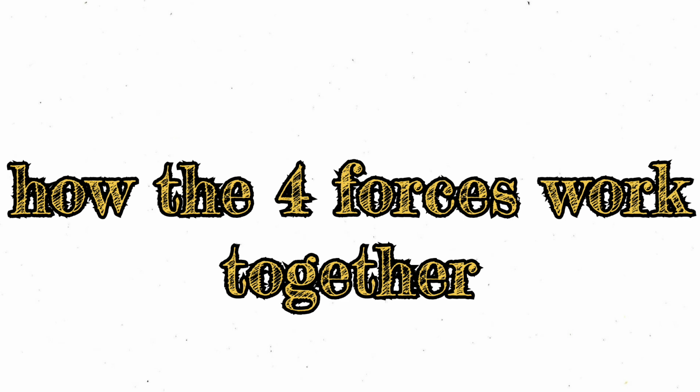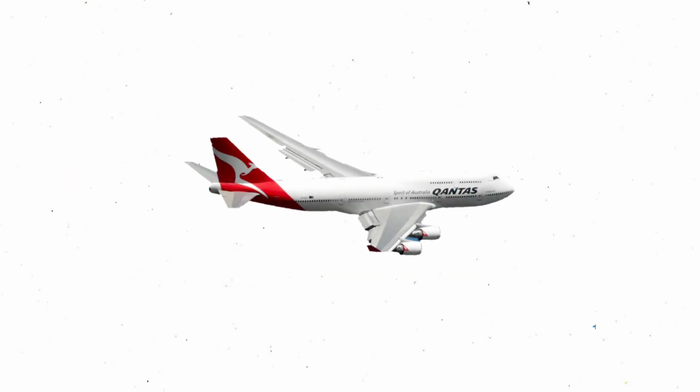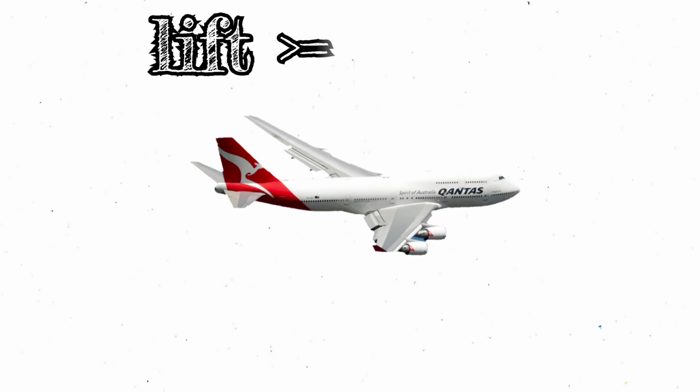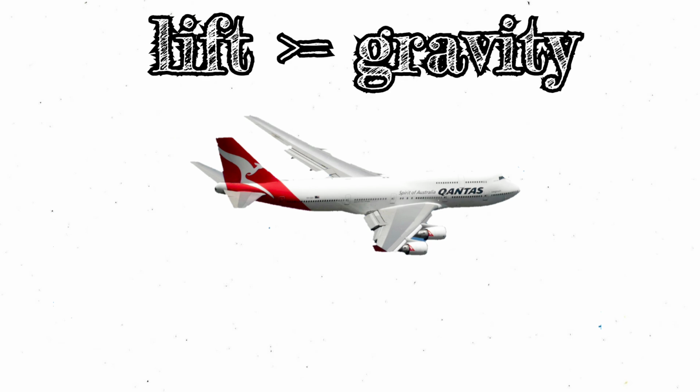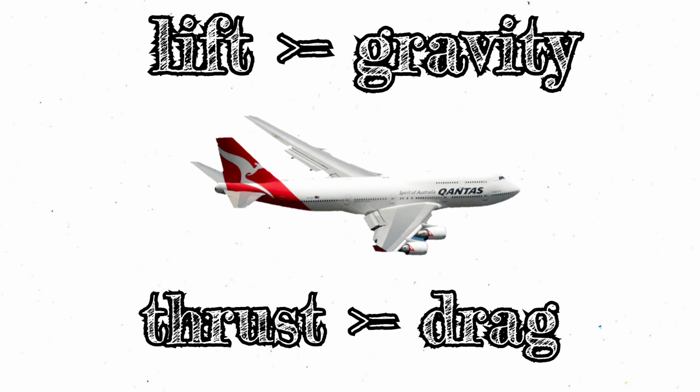Now that we've covered the four forces, let's see how they work together. For an airplane to take off and stay in the air, the lift must equal or exceed the pull of gravity. At the same time, thrust must overcome drag to keep the airplane moving forward.